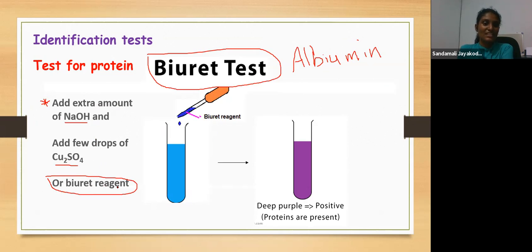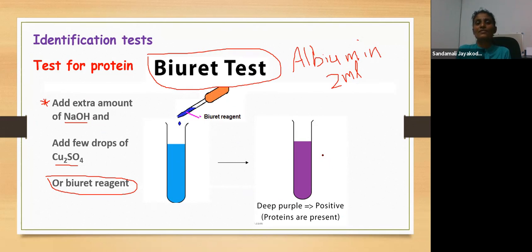Then it is biuret reagent. If not, sodium hydroxide in extra amount. If we take 2 milliliters, or 2 cubic centimeters, of albumin solution, we have to take about 3 to 4 milliliters of sodium hydroxide and a few drops of biuret reagent. And then what we get is a nice purple color. Actually, it's a pale purple color at the end.